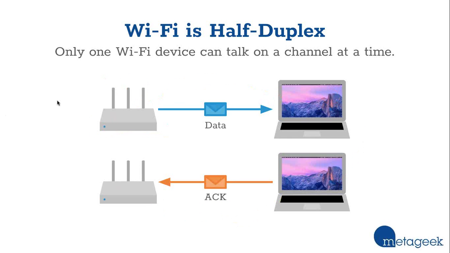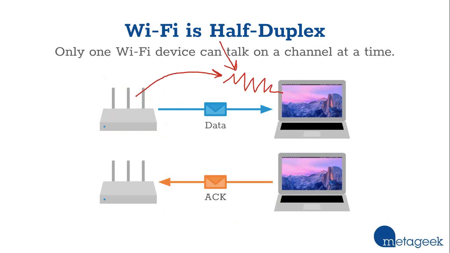Now there's a couple of things that can go wrong here. Let's say that the access point transmits the data, but something else starts transmitting at the exact same time and interrupts that conversation. When that happens, it will corrupt the data. So now by the time the data gets to the laptop, it's corrupt.